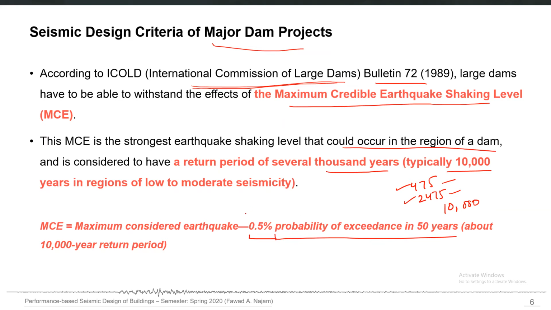So very strict or very high definition of seismic hazard. This means that in the next 50 years there is only 0.5% chance that an earthquake having a PGA value or magnitude more than this MCE level will occur. 0.5%, very less.